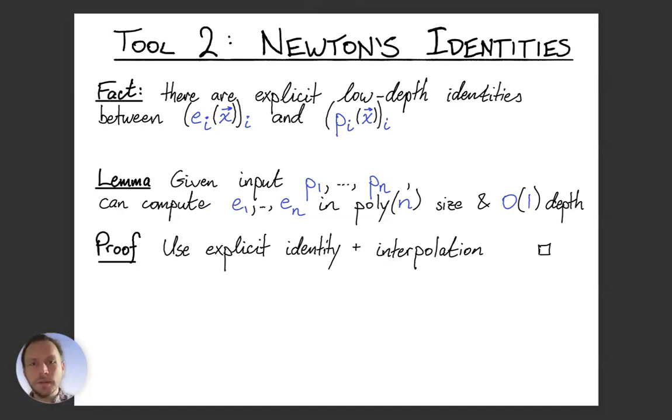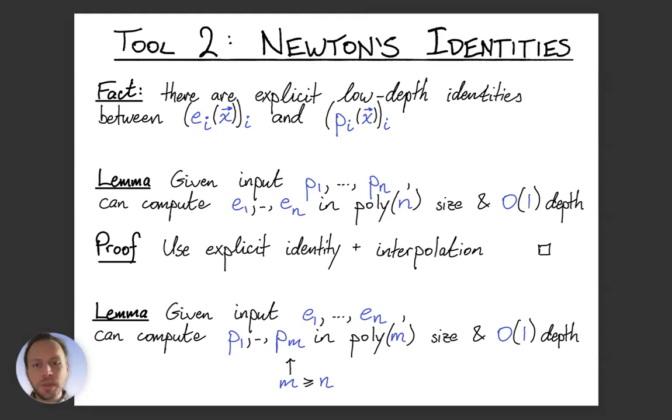And the other direction holds just as well: if you're given as input the elementary symmetric polynomials, you can compute the power sum polynomials in polynomial size and in constant depth. One thing that's interesting here is that the power sums are defined in degrees above n. Even if there are just n variables, you can of course look at degree 2n, n squared, n cubed, and so on. And this algorithm allows us to access all degrees of the power sum polynomials, and this will be important for us. So really, the takeaway from this slide is that you can efficiently convert in low depth between the elementary symmetric functions and the power sums.